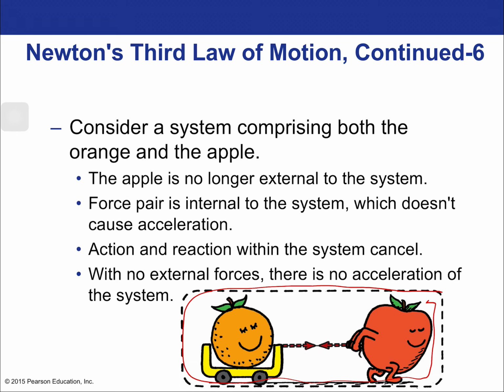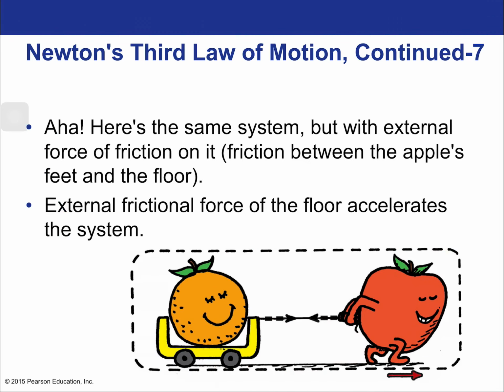Okay? Because this system has two forces acting on it. We know they're equal in magnitude and opposite in direction, these two forces here. Thus, there cannot be acceleration between the orange and the apple. Right? Okay, so there's no acceleration of that system. All right. But here's the thing.